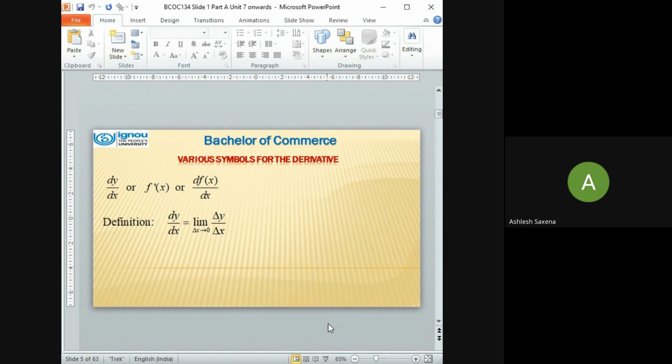Now, what does the definition of derivative say? Simply, dy by dx is equal to limit delta x tends to 0, delta y upon delta x. Delta x means a small change in the value of x. So similarly, we will be having a small change in the value of y also. That is why it is written as limit delta x tends to 0, delta y upon delta x, which is the derivative of the function.